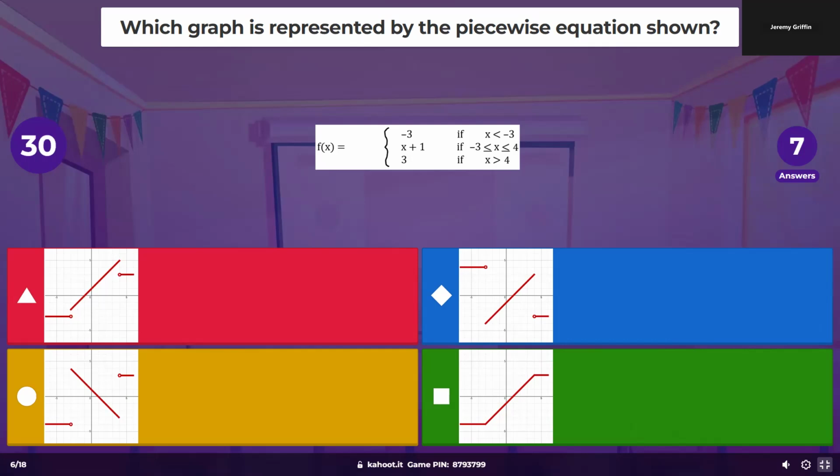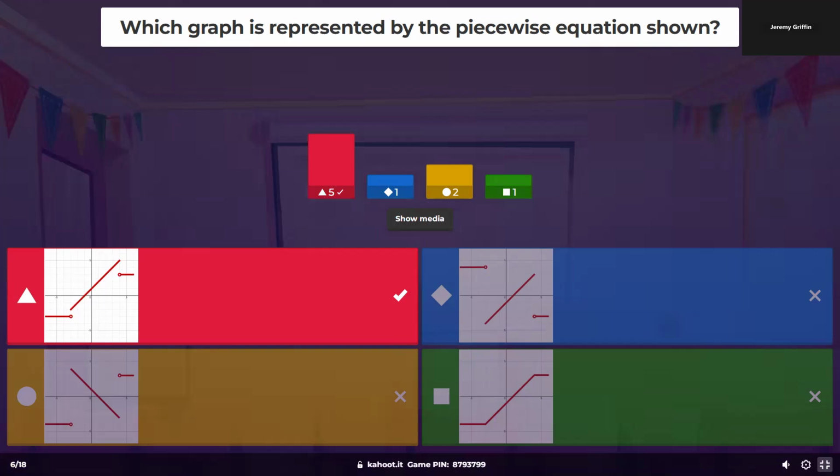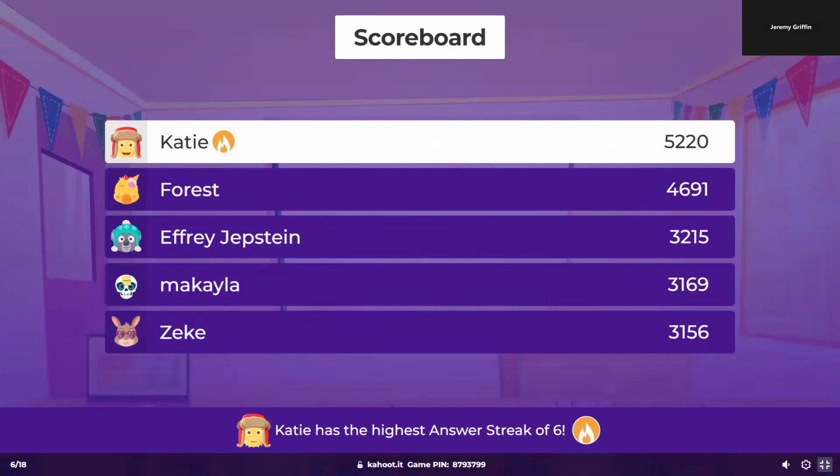Purple. I know. It's green. Get in there. Perfect. Blue. No. Zeke, Michaela, Edward Jepstein, Forrest, Katie.